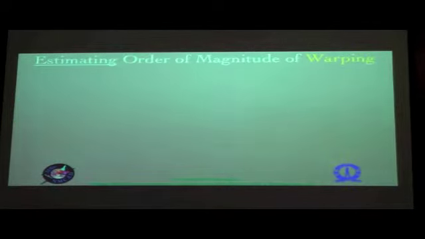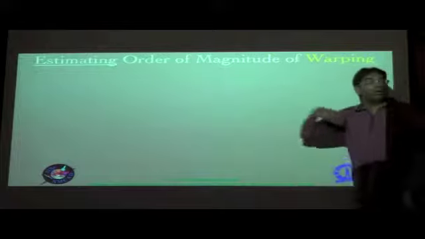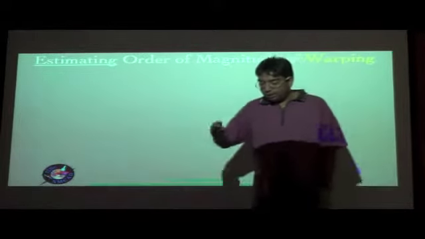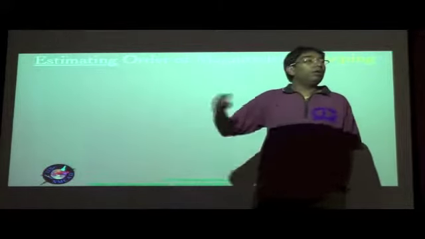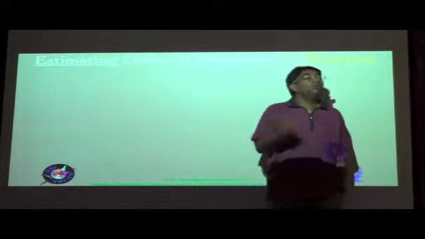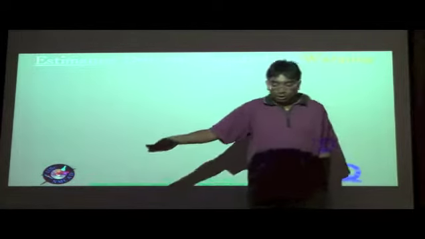Now we estimate the order of magnitude of the warping. This is another thing which is kind of a prerequisite before we go on and apply the variational asymptotic method, that we have to have an estimate of the orders of magnitude of not only the known quantities but also the unknown quantities based on certain problem definition parameters.